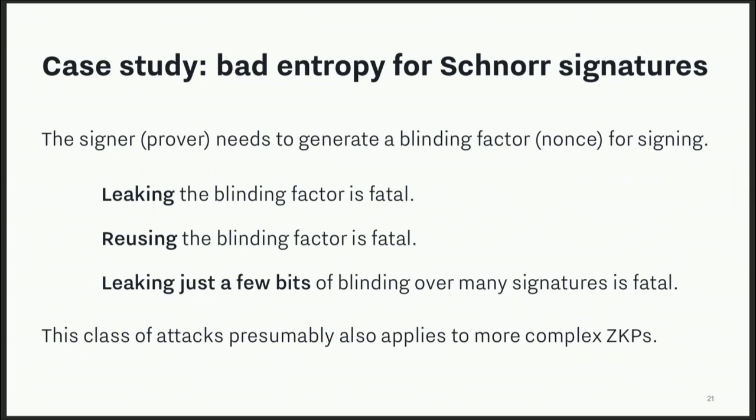And if they leak the blinding factor, that's really bad for them, because their secret key is recoverable. Also, if they ever reuse one, that's also bad. Sony had that problem with the PlayStation keys. And even if they just leak a few bits of blinding over a lot of different signatures, that's also pretty bad. So this class of attacks on having bad entropy probably also applies to all these zero-knowledge proof systems that people are building.